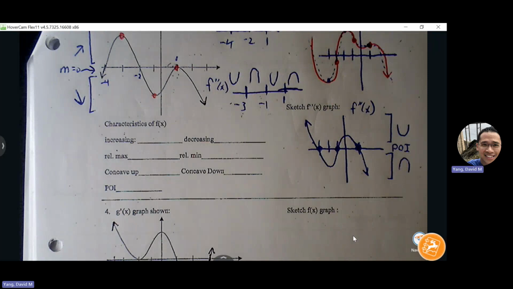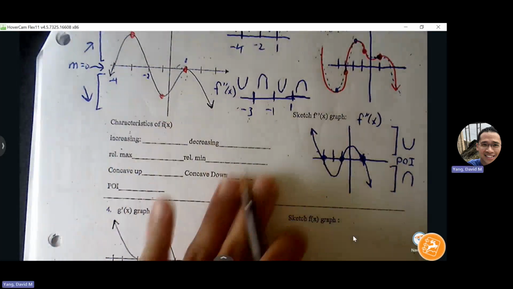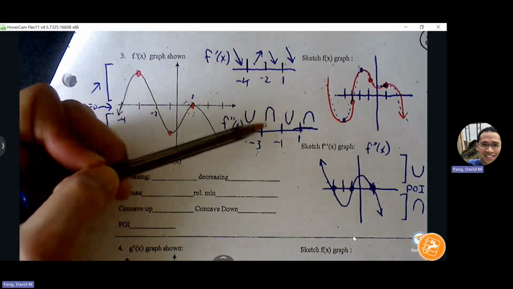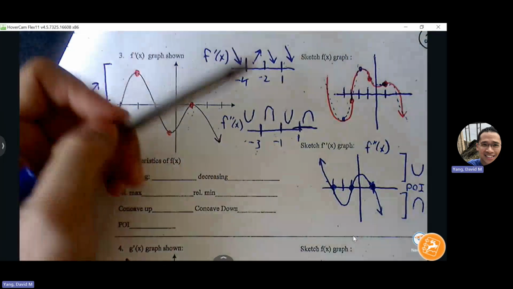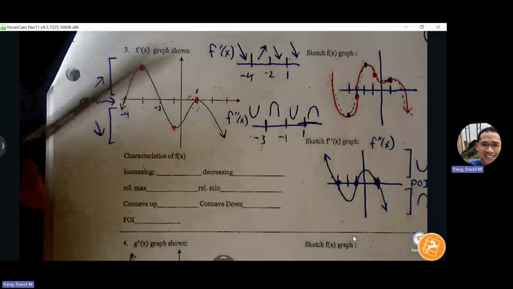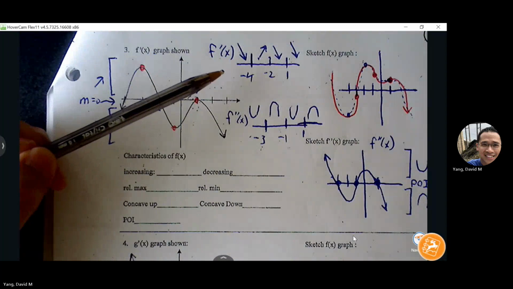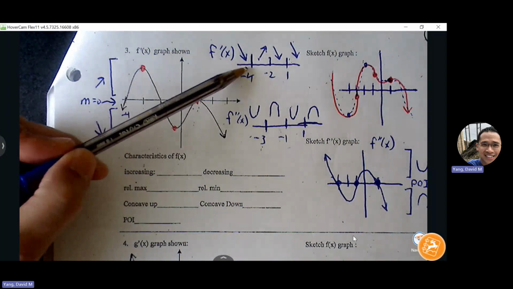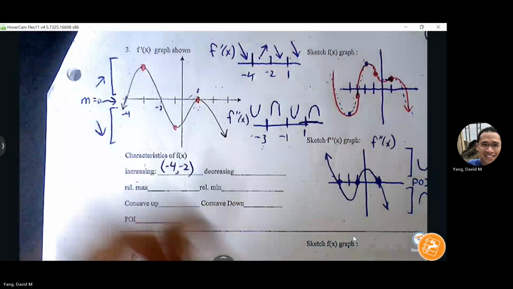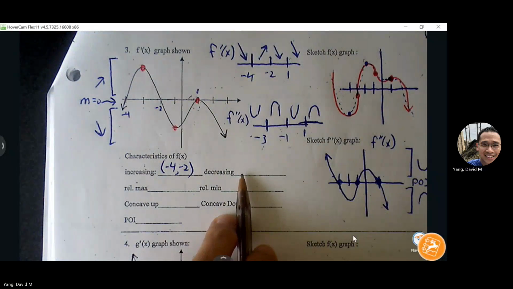Okay, so now the easy part. We're going to fill in the characteristics, but you're just reading everything off of your sign lines. Don't look at your graphs anymore. Your sign lines will tell you everything. Okay, so where's my graph increasing? From -4 to -2. Yep. Where's my graph decreasing?